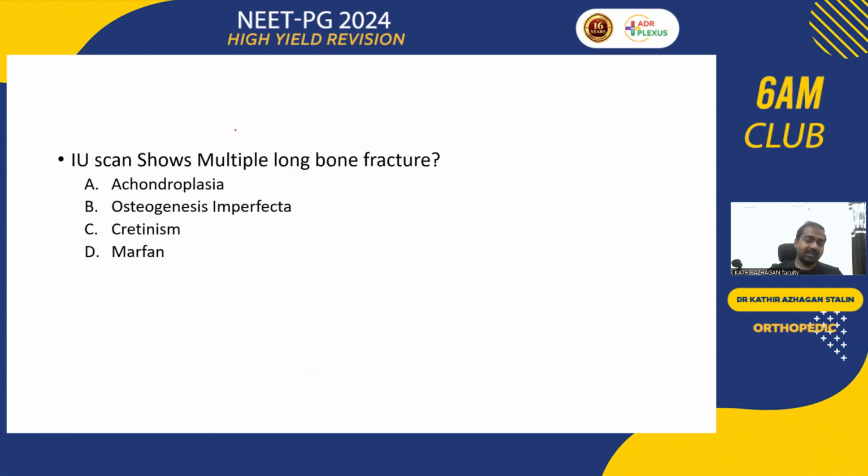Why am I saying multiple long bone fracture? I received a patient recently, like 3 days back. Intrauterine scan shows multiple long bone fracture. Answer is osteogenesis imperfecta. Okay, clear.